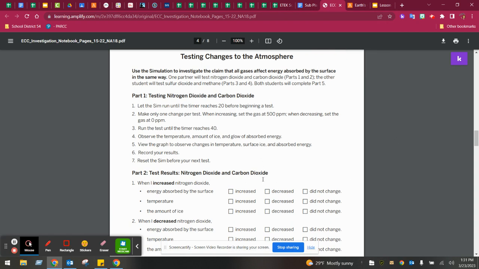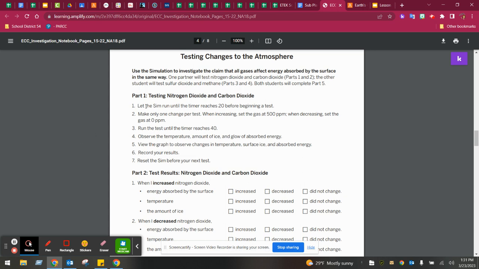All right, great. So you should have just received a worksheet that looks like this: testing changes to the atmosphere. It says use the simulation to investigate the claim that all gases affect energy absorbed by the surface in the same way. While this says one partner is going to test, you will be completing both. So you're going to be completing both the front and the back side of this worksheet, as well as the summary questions at the end.